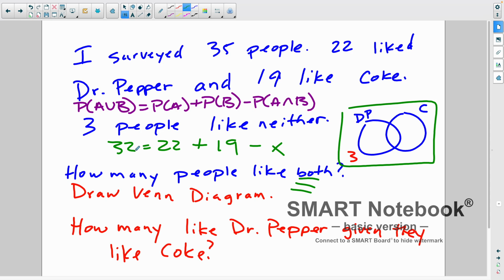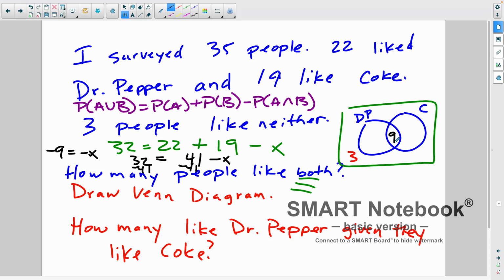Okay? So we'll add the 22 and the 19 together. I believe that's 41 equals 32 minus X, and I'll subtract the 41 from both sides. When I do that, I get negative 9 is equal to negative X, so therefore X is equal to 9. So I've answered this question here. How many people like both? There are 9. Okay? You should be able to go fill in the rest of the Venn diagram.